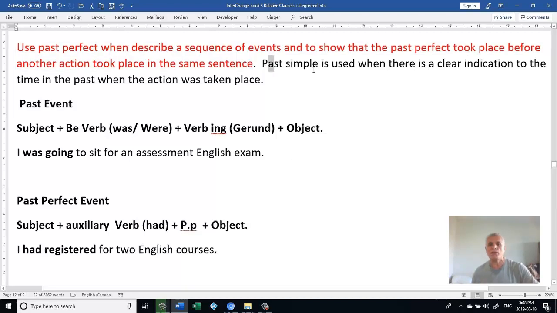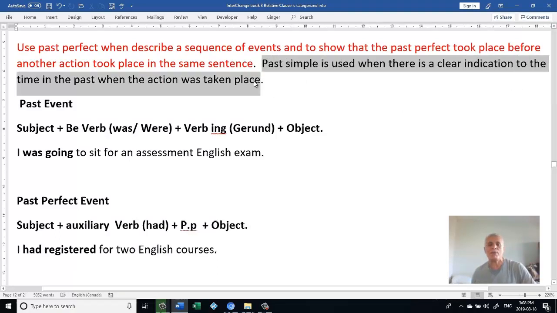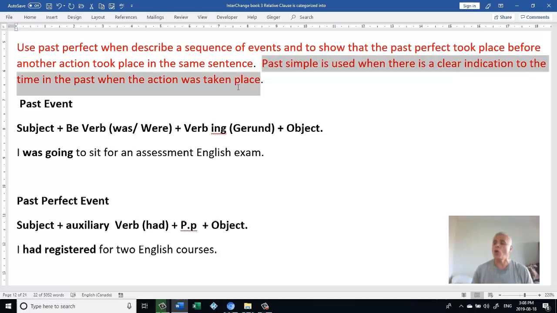The Past Simple is used when there is a clear indication of the time in the past when the action took place. If we don't know the time indication, but we know it definitely happened in the past, then we make it Past Perfect. Also, when you have two actions, action 1 and action 2, if we know action 2 happened before action 1, the position of the two actions in the sentence doesn't matter.